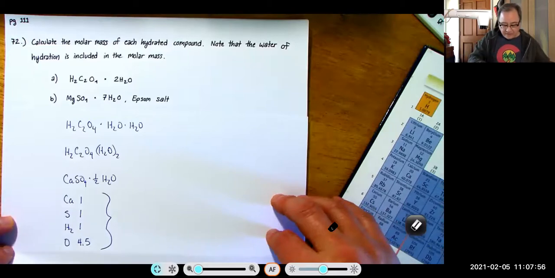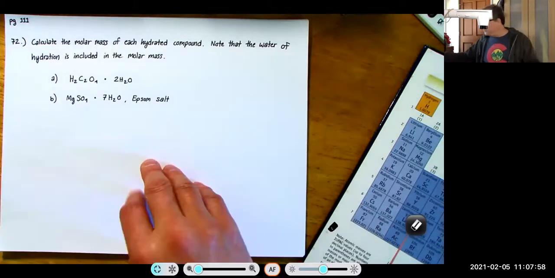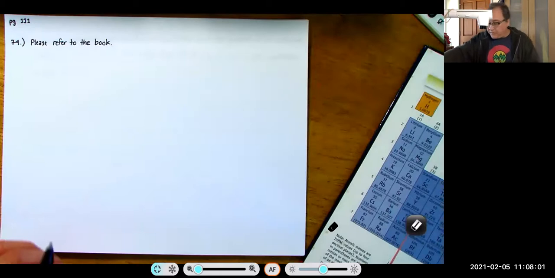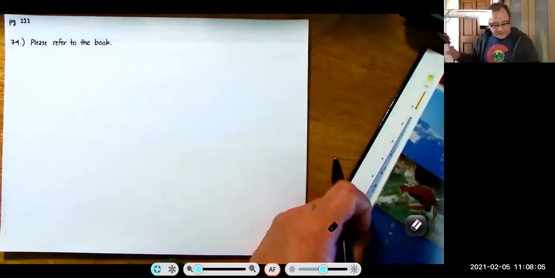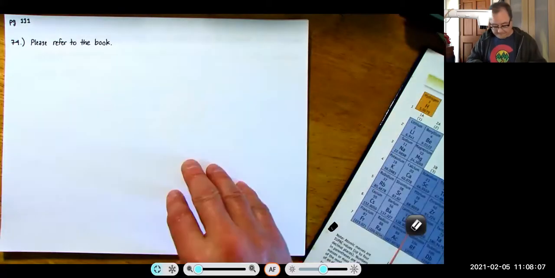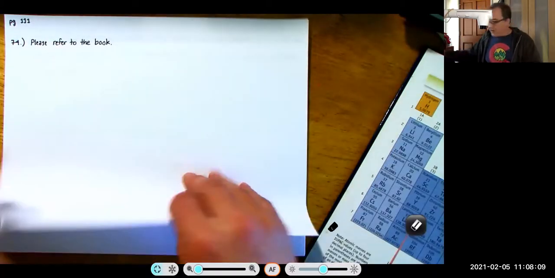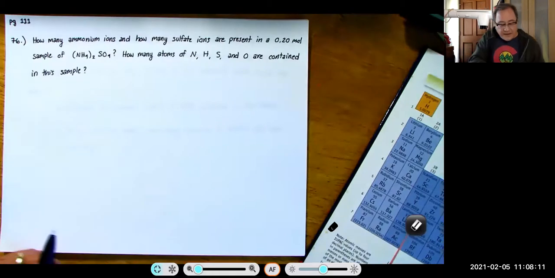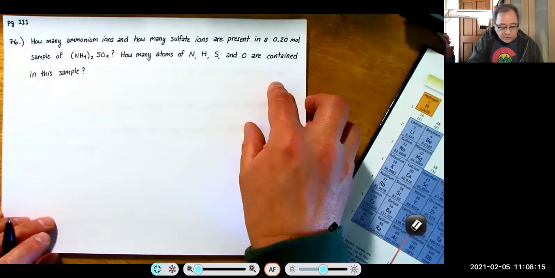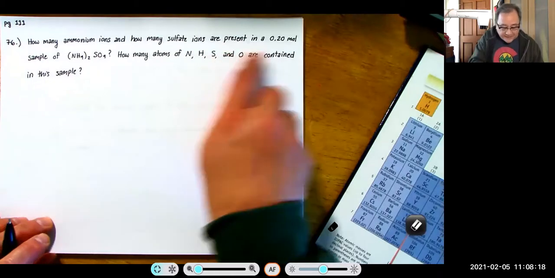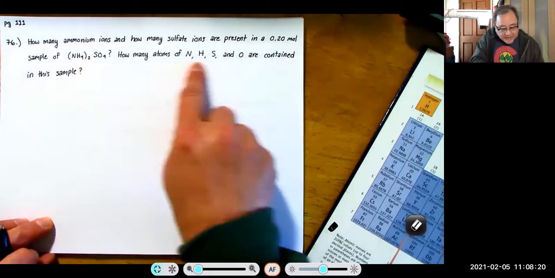Okay, so we're going to move on from that. 74, refer to the book. Let's take a look at the book very quickly. Actually, since it's not written here, I'm just going to skip it. How many ammonium ions and how many sulfite ions are present in a 0.2 mole sample of this? And then how many atoms are contained in this sample?